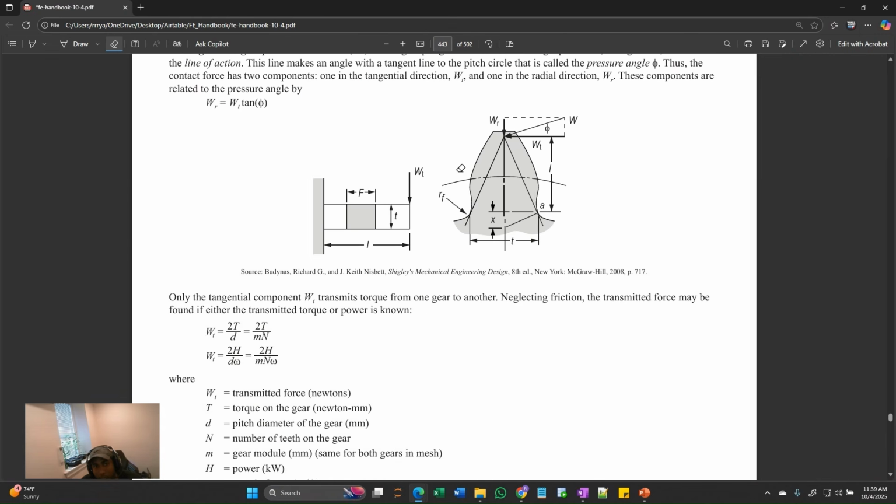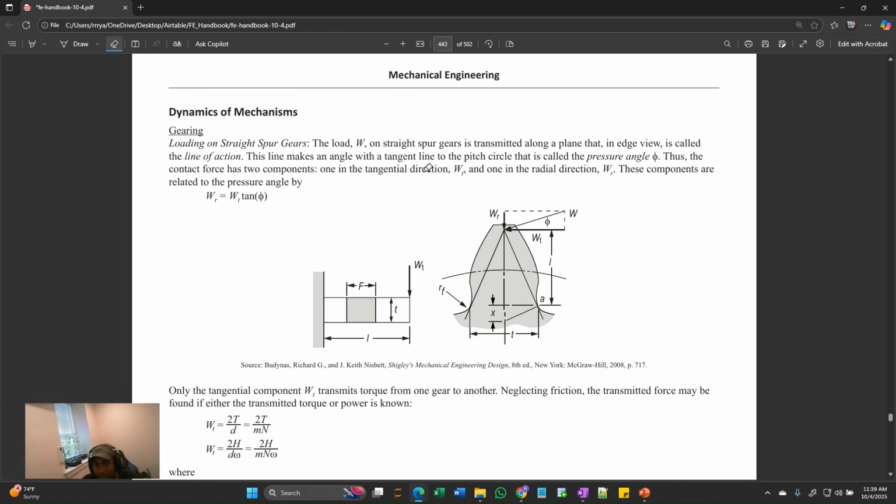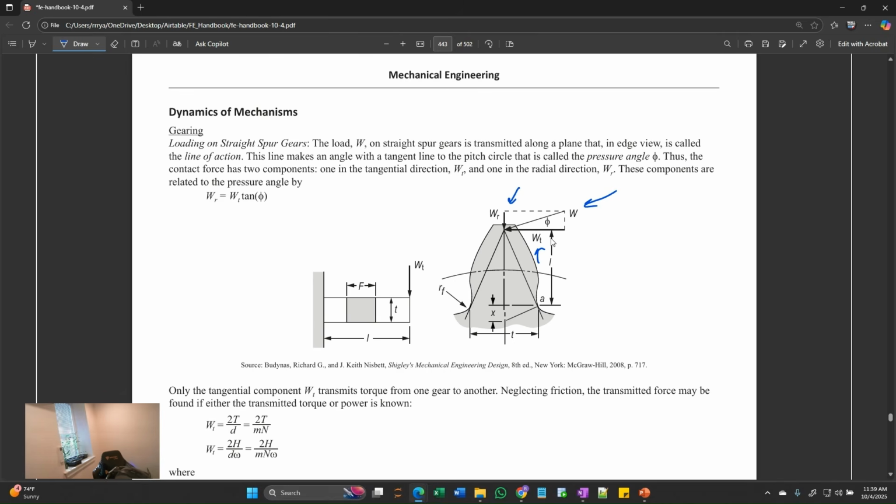So right here on page 437 of the reference manual, you can see a spur gear tooth that's drawn over here. You can see the total load W, and you can see that that load is split into a radial component and a tangential component. That tangential component is what's producing power, and W cosine of phi is equal to the tangential component.